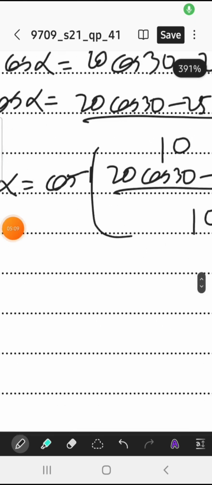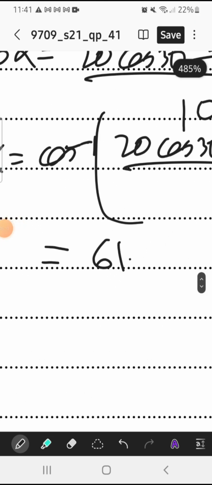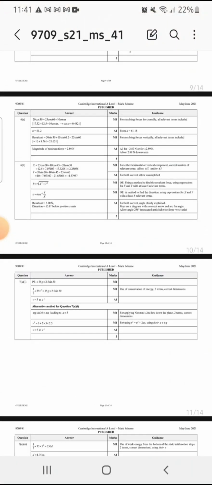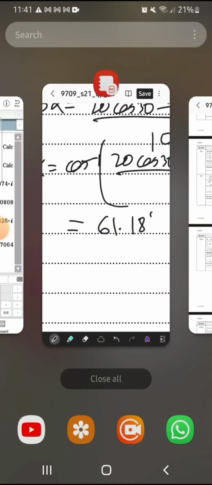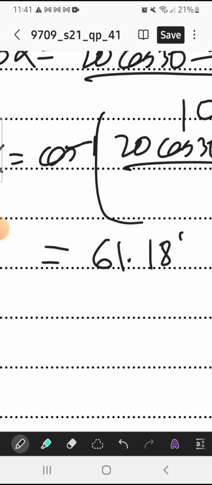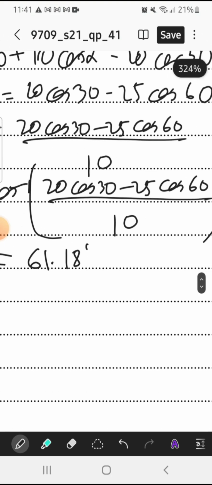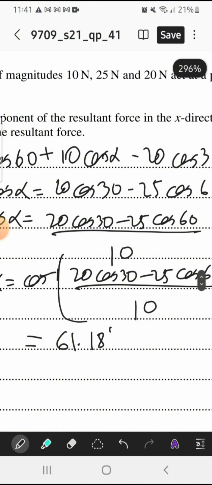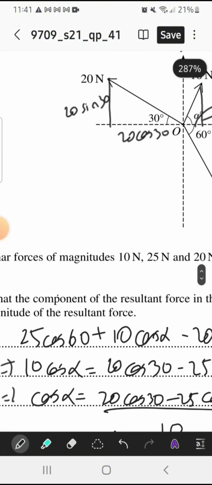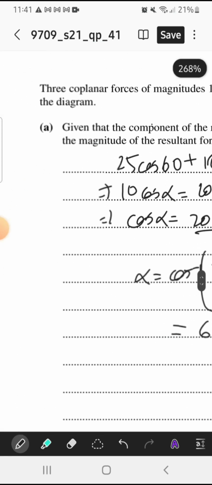And yes, indeed, we get 61.18 degrees according to the mark scheme. I actually did the calculation there, as you can see, and it matches the mark scheme. It is better to do it this way rather than simplify and write root 3 by 2.5 or anything. But yes, we got the angle alpha. Next up we need to find the magnitude.